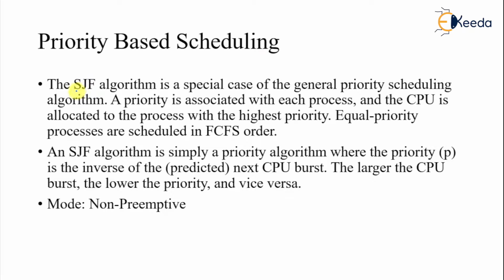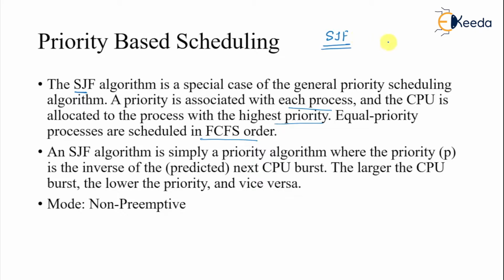The SJF, shortest job first algorithm, is a special case of the general priority scheduling algorithm. A priority is associated with each process, and the CPU is allocated to the process with the highest priority. Equal priority processes can be scheduled in FCFS order. So we are associating a priority to each process, and allocation of the CPU will be based on this priority. If you have equal priority, then it will be in FCFS, first come first serve order.